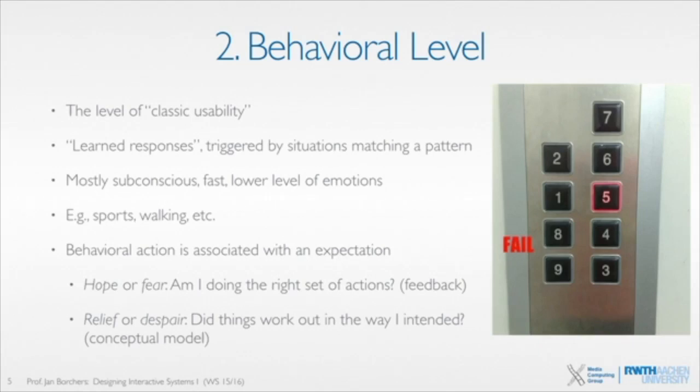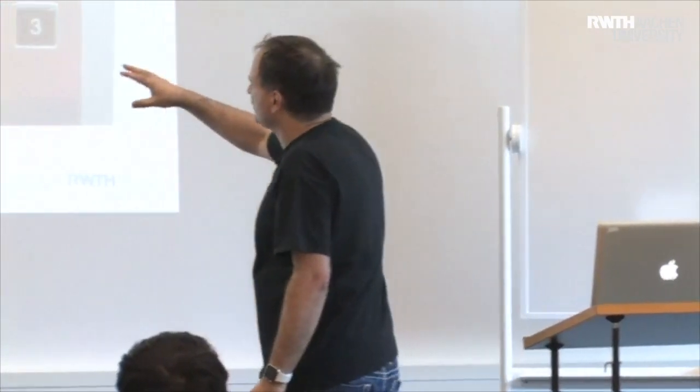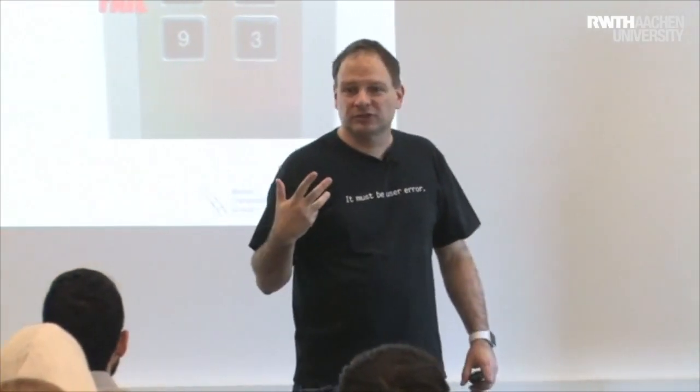That's a level that is associated with an expectation. So, for example, am I doing the right set of actions? I'm using this system, and am I going to press the right button? Is this how it's supposed to be used? So while this is a level of classic usability, it's not free from emotional responses, right?